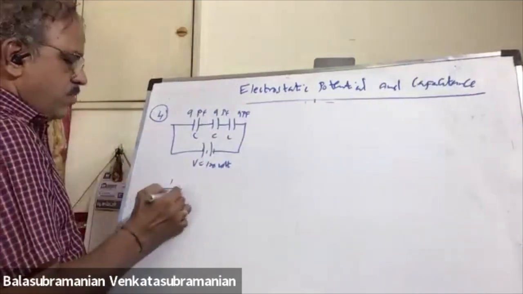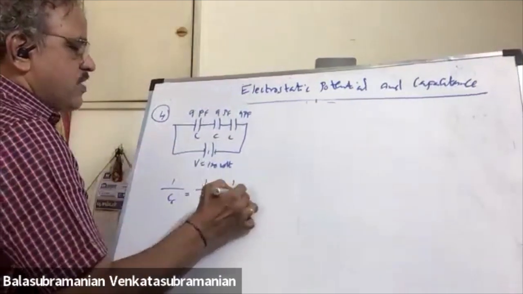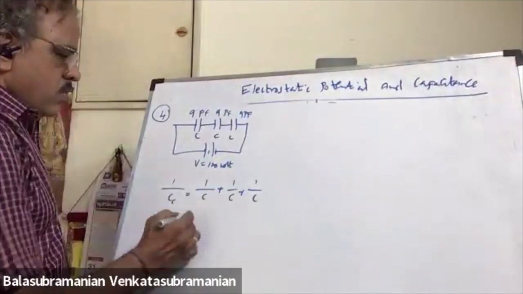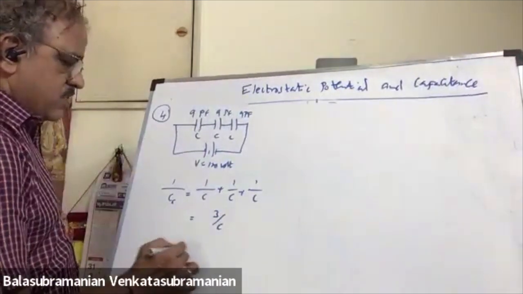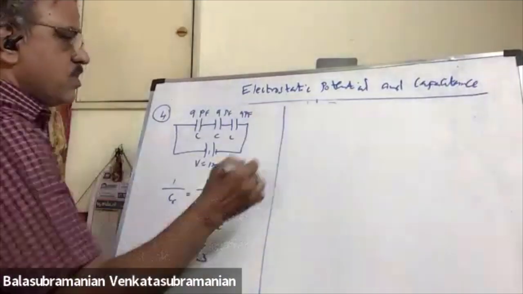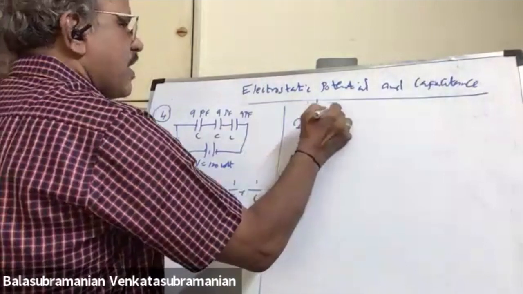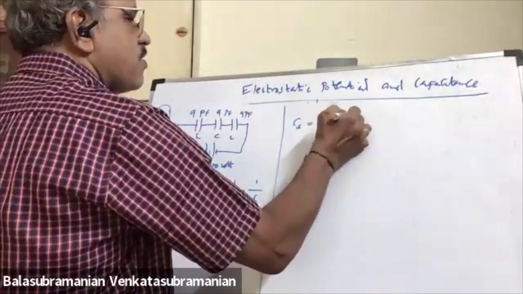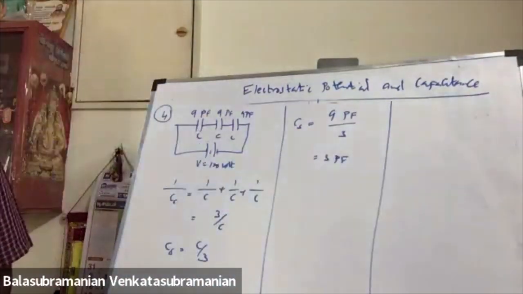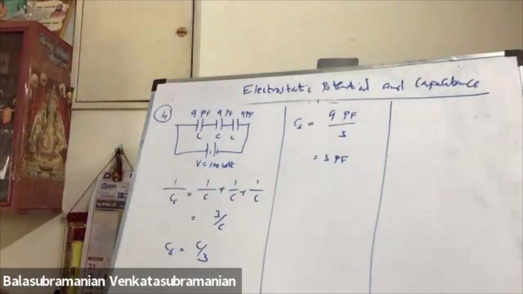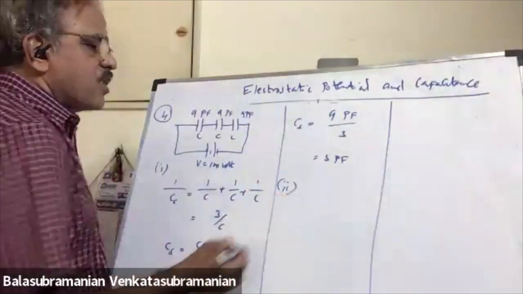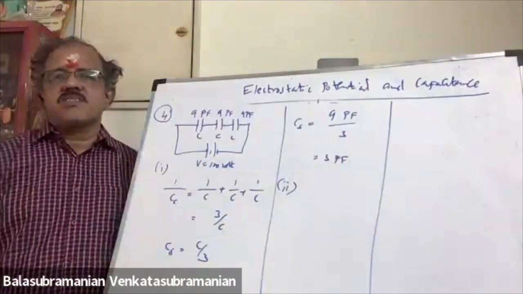1 by Cs is 1 by C1 plus 1 by C2 plus 1 by C3. That is 3 by C. Cs is equal to C by 3. So I can write Cs is equal to 9 picofarad by 3, 3 picofarad. So resultant capacitance is 3 picofarad. This is the first part. Second part, they are asking what is the potential across each capacitance.